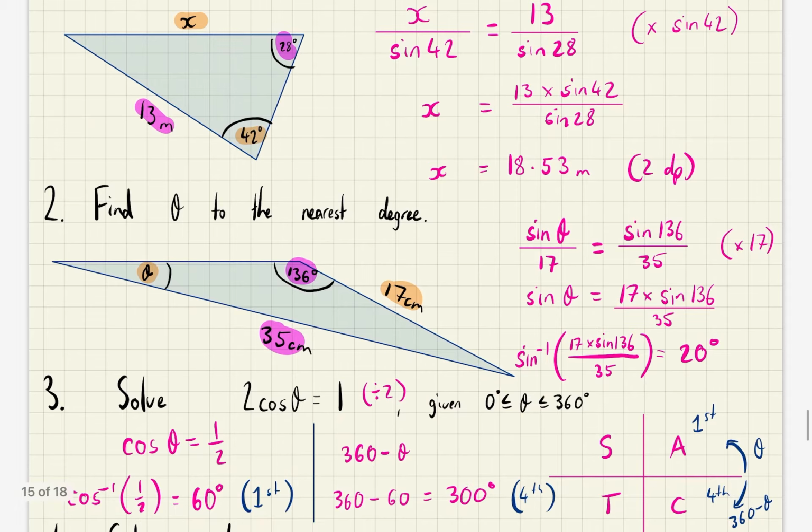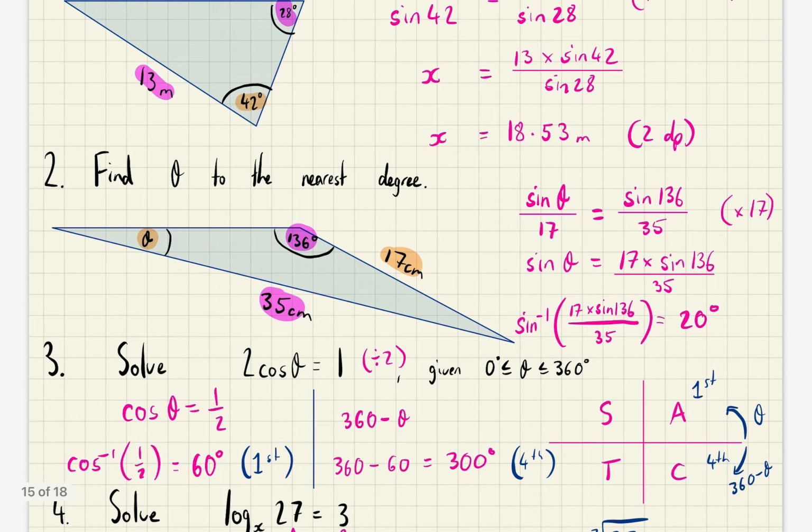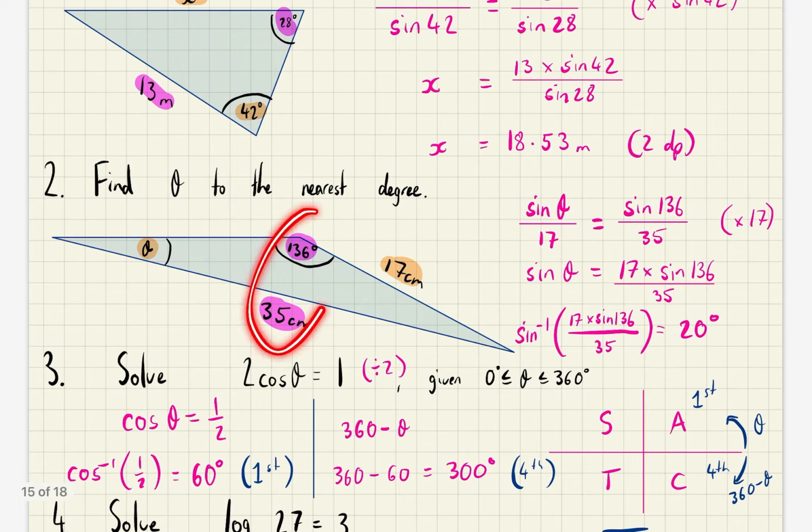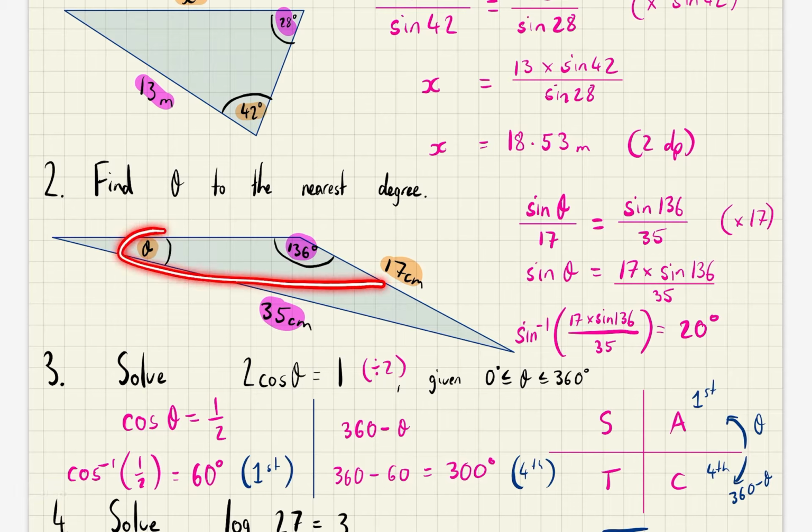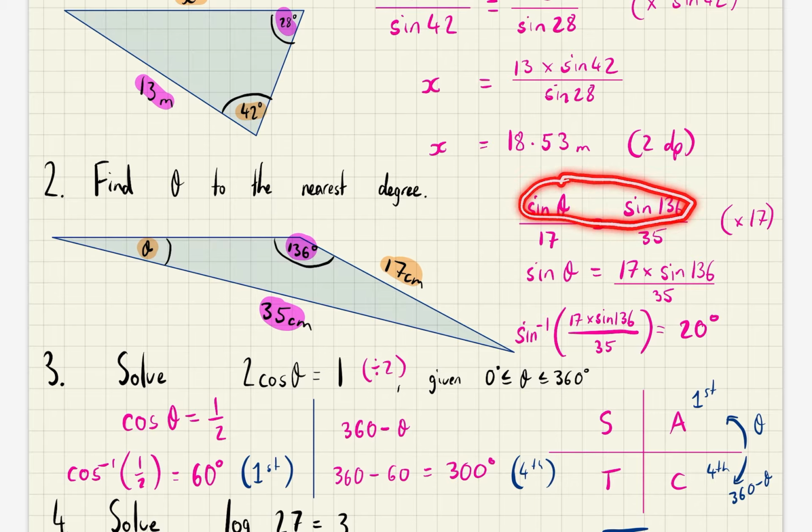For question 2, it is basically the same. It's still a sine rule because we have opposites. So that's why I've highlighted them with the same thing here. But what I need to do there is put the angle on top of the fraction. So here the angles are on top and the sides are on the bottom. So the first thing I need to do is sine theta over the opposite, which is 17. And then 35 over the opposite, which is 136 degrees.